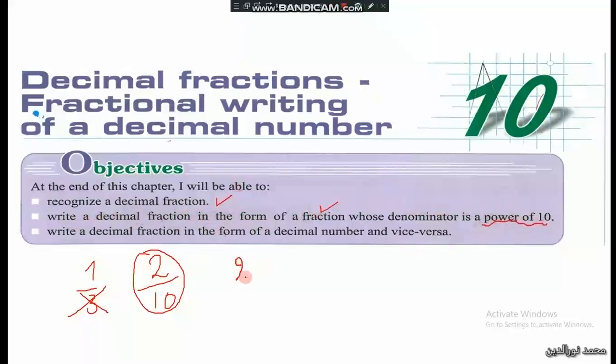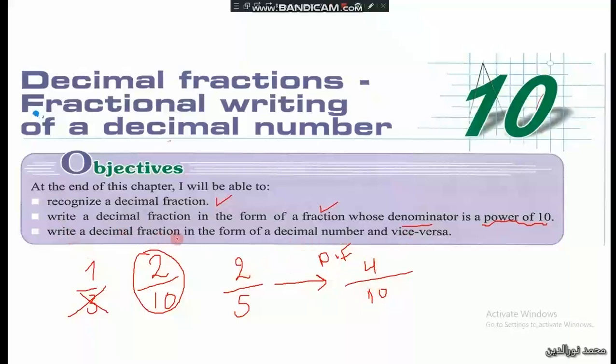So if I have, for example, 2 over 5, this is a fraction, and I want to write it as a decimal fraction. In a decimal fraction, the denominator is a power of 10. So in this case I want to make the 5 into 10, so we multiply 5 by 2, it's 10, and then we multiply 2 by 2, it's 4. So 4 over 10 is a decimal fraction.